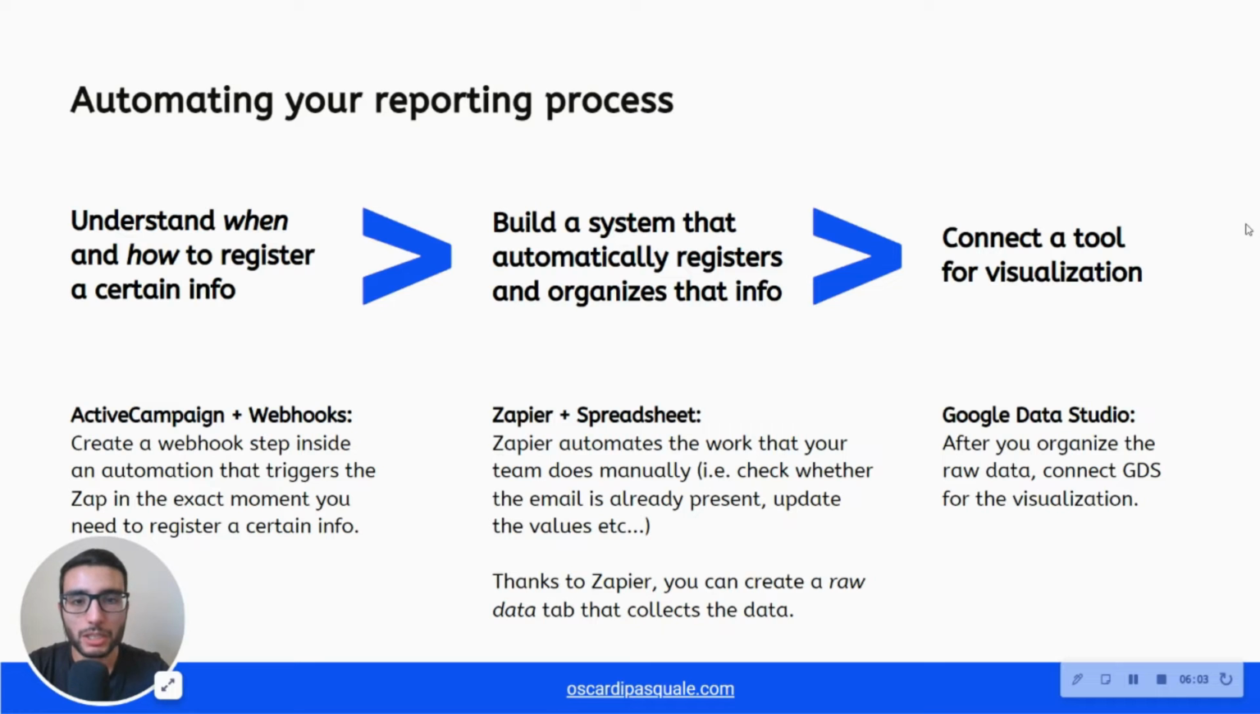Let's recap the whole process. The first thing that I do is to clearly define the most important KPIs that I want to track in one process. After that, I understand when and how I need to register a specific event, a specific info. And for that, I use ActiveCampaign automations and webhook steps. After that, I build a system that automatically registers and organizes that info in a spreadsheet. And for that, I use Zapier and spreadsheets. And the last step is connecting Google Data Studio or any other data visualization tool to the spreadsheet so I can create the reports and the final dashboard.